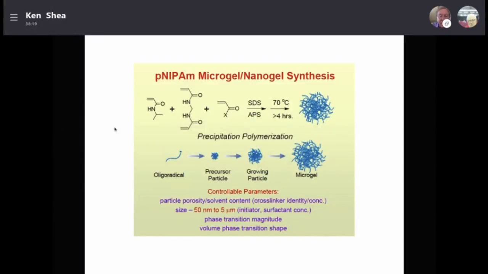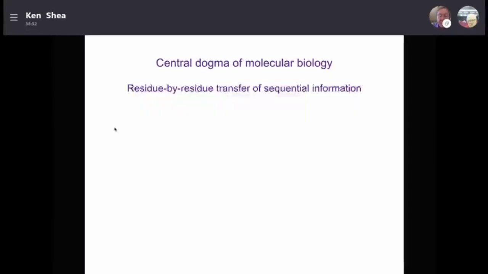The polymerization reaction occurs in several hours at 70 degrees, and at the end we have a very uniform solution of polymer nanoparticles. Some information about what we control is below. The polymerization reaction gives a random copolymer. That is, the functional groups are randomly distributed.